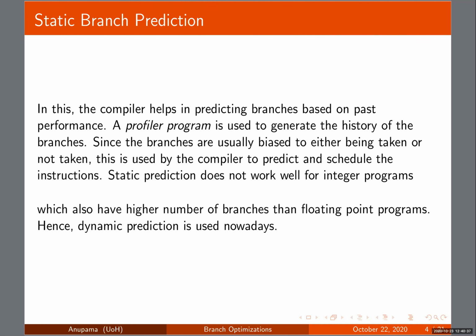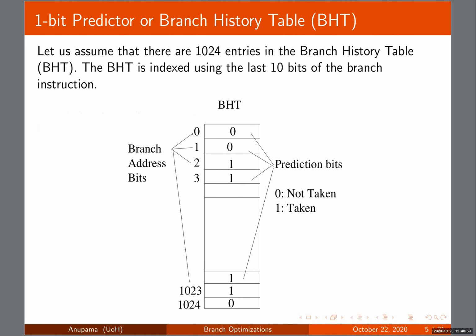Okay. While that is true, it was found that static prediction does not work so well for integer programs, and the integer programs are the ones which have a lot of branches. So they had to come up with a better mechanism, and that better mechanism is dynamic branch prediction, which starts with the one bit predictor or the branch history table. And then it gets more and more complicated after that, right?